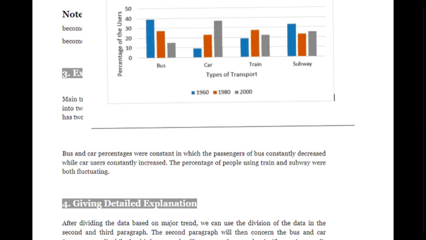Then in the introduction only, you need to explain the main trend of the graph. The main trend will help you to divide paragraphs 2 and 3. The trend is usually divided into two different trends to organize the data into two different clusters. The sample graph has two different trends, namely constant and fluctuating. Thus, we can write: bus and car percentages were constant, in which the passengers of bus constantly decreased while car users constantly increased. The percentages of people using train and subway were both fluctuating.